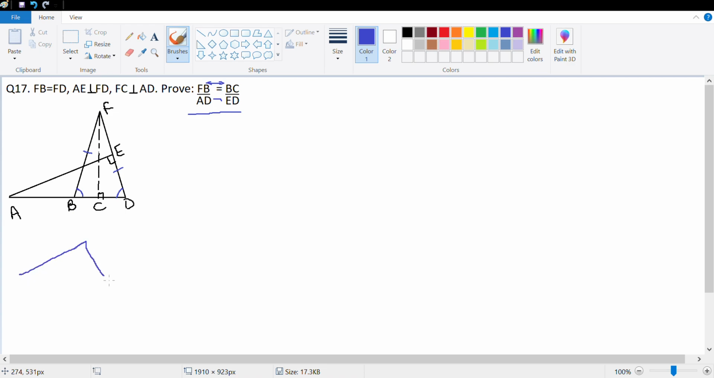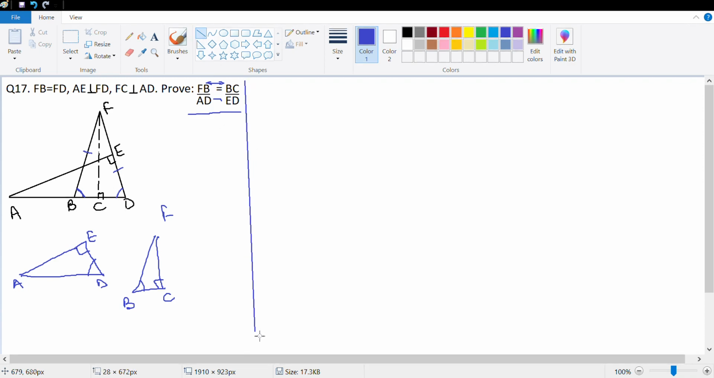Let me draw these two triangles separately. This is AED and this is FBC. So one angle is 90 degrees. Any other angle that we can look at which will be equal? Yes, I notice that angle B here and angle D here are equal because triangle FBD is isosceles. So let's write this down. I think we've already proven our similarity.